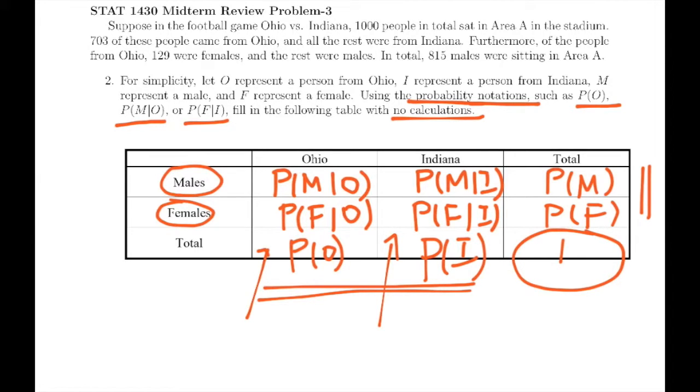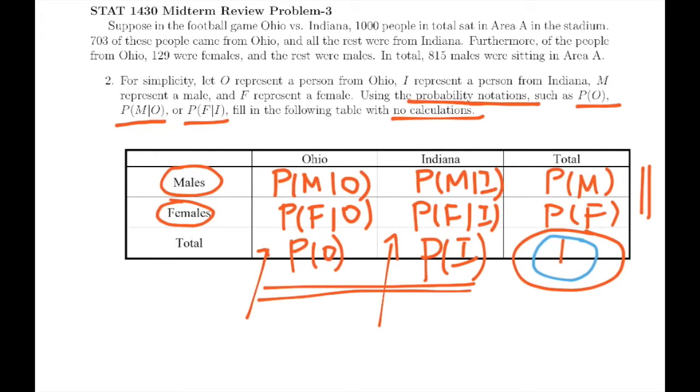Okay? So when you consider the two-way table, this box here is special. It always has a value of 1. Okay? So this is how you use probability notation to fill in this two-way table.